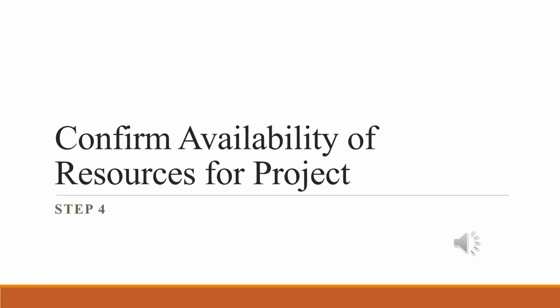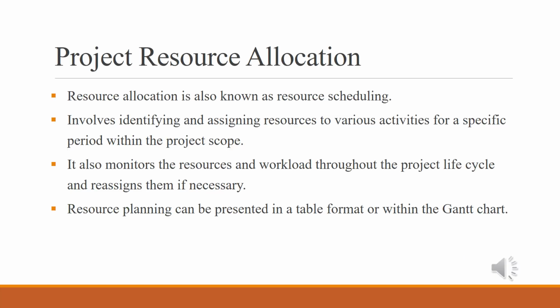Now, the 4th step is actually to confirm the availability of the resources that you need and have for the project. Now, this step is known as resource allocation or scheduling. Why is it important to include this information in the proposal? It is because you need to determine and identify for your stakeholders and team members what are the resources you require for the various activities within the project.